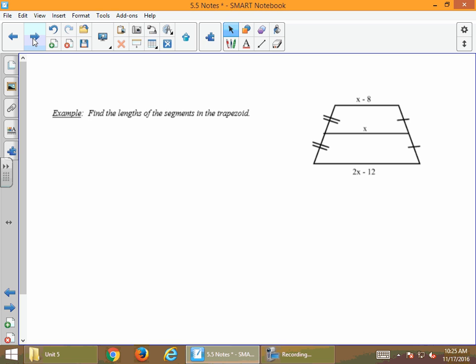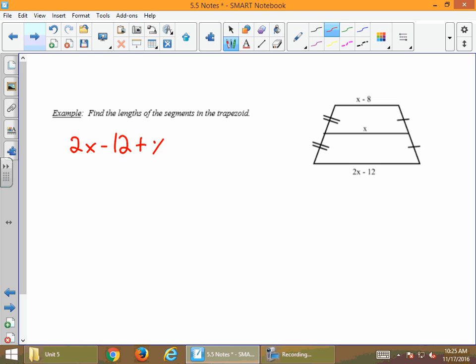Well, it's just like we did before. Add the two bases. Give me one of the base values. I don't care which one. 2x minus 12. Good call. 2x minus 12. I'm going to add that to the other base. What is the other base that we did not label? x minus 8. So x minus 8.